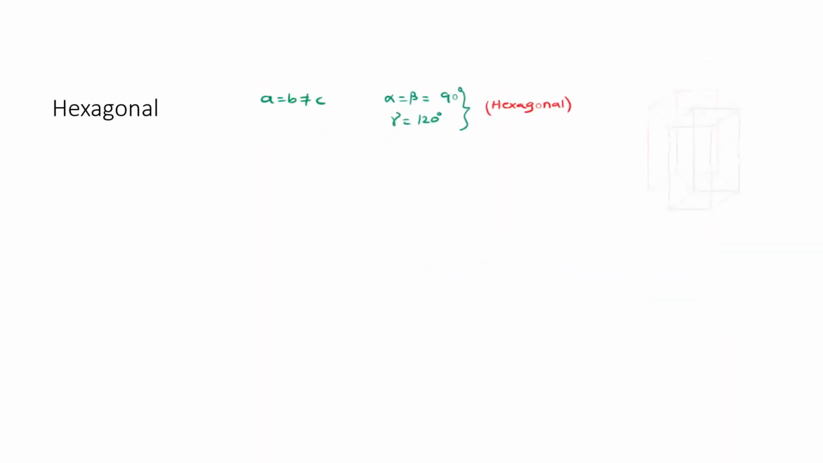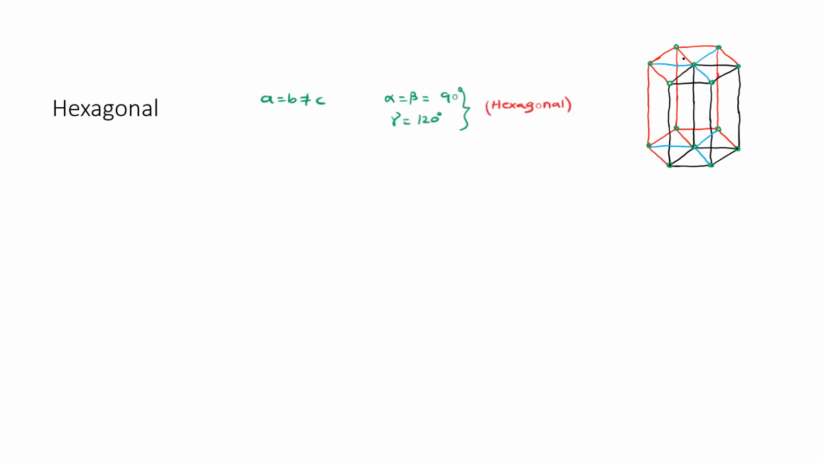Hexagonal. So this is the hexagonal unit cell. Here we have to look at this black color only. So here are the edge lengths A, B, and C, and the angles between them, gamma, alpha, and beta. So alpha equal to beta equal to 90 degrees, but gamma equal to 120 degrees. Then it is called hexagonal. Here also A equal to B. A and B are equal, but C is not equal.